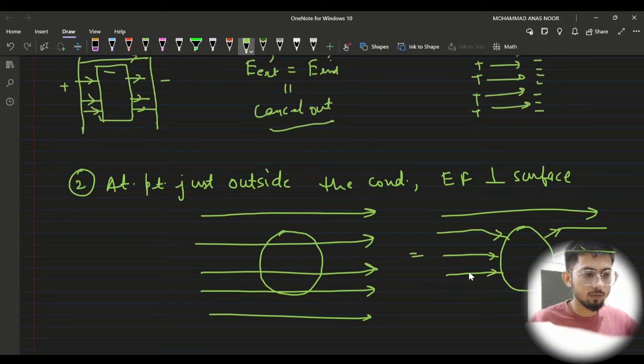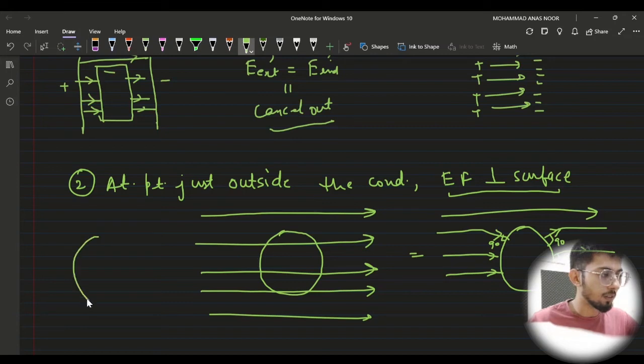Is it because of the electric field thing? When you put a conductor inside the field, the electric field at the surface becomes perpendicular to the surface. This is 90 degrees, this should be 90 degrees. That means the electric field should be tangential to the sphere because that's the 90 degree to the sphere, isn't it?